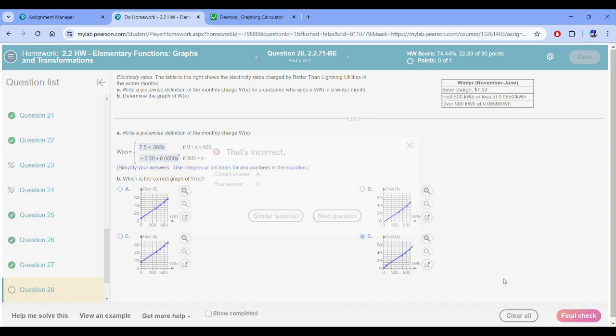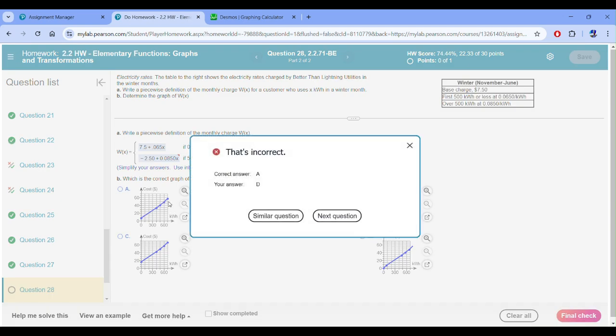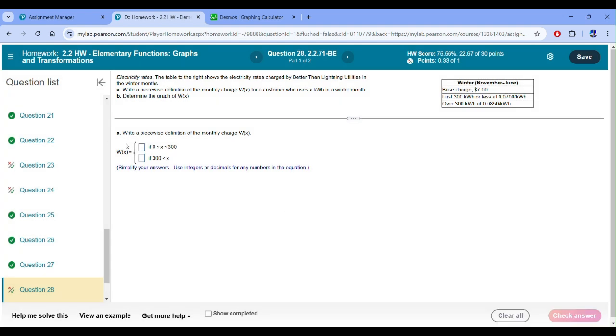This one. Correct answer is A. Oh, this one had a point down there. There shouldn't have been a point. Oh my goodness. Alright, let's do this again.